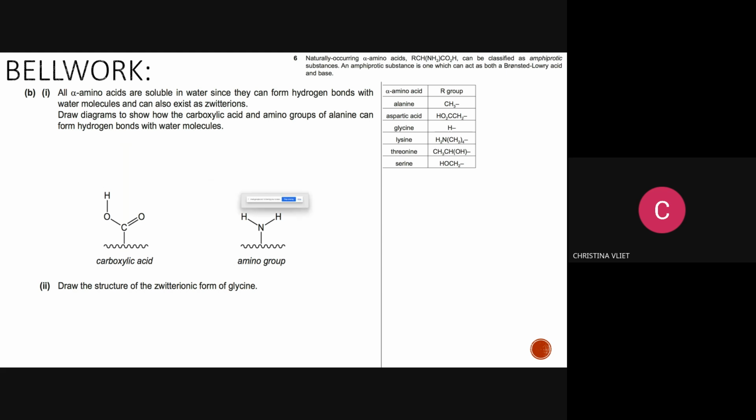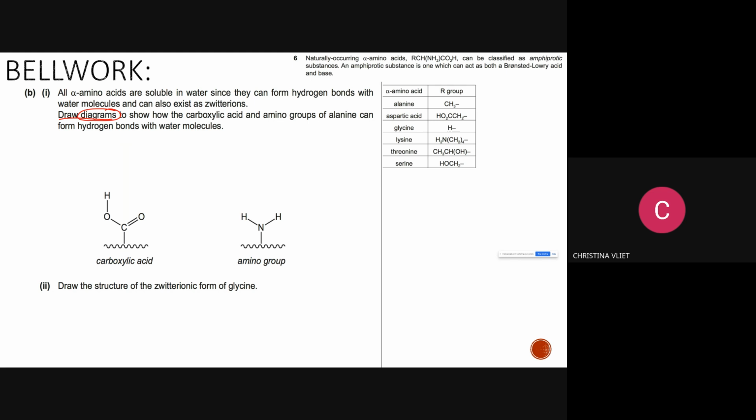The question that was missed most, I think, was this first one. And I think it's a problem with just remembering, first of all, something from AS Chemistry. Second, reading the question. It says, draw diagrams. I don't believe I mentioned it, but whenever it says draw, does that mean pen or pencil? That word diagram tells us pencil, so that means if you mess up, you can fix it. Draw a diagram to show how the carboxylic acid and amino groups of alanine, and they show you part of it here, can form hydrogen bonds with water molecules.